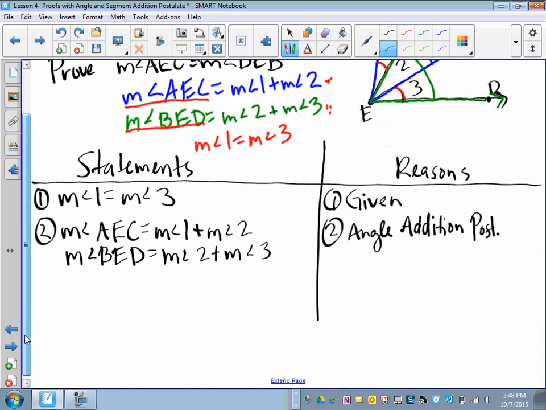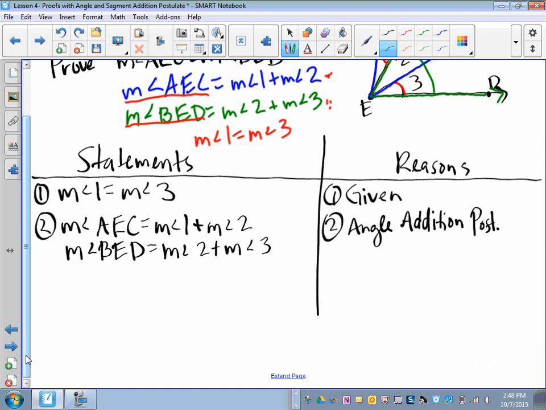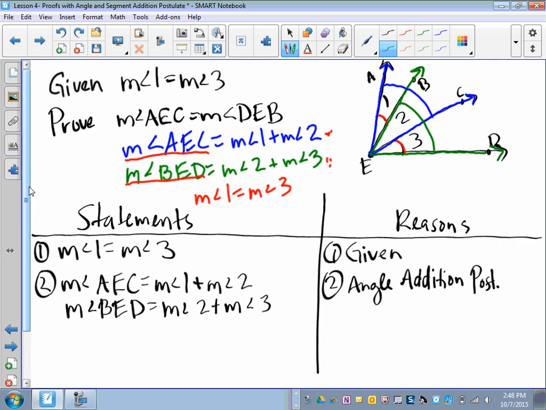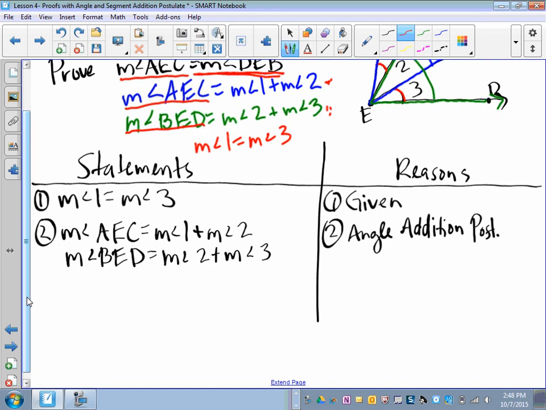Okay? So again, I'm trying to show that AEC and DEB are the same there. I want these to be exactly the same. They're not quite there yet. We need to make them exactly the same.